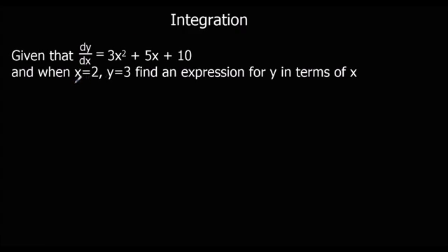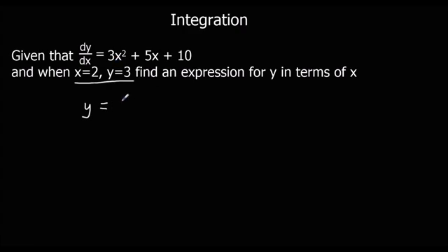So they've given us x is 2 and y is 3. That means this time we can work out what c is. So after we integrate, we're going to substitute the 2 and 3 in to find c. The first thing we have to do here is integrate it. So dy/dx, when we integrate, is going to go to y, and then we're going to integrate each of these terms. That means adding 1 to the power and dividing by the new power.